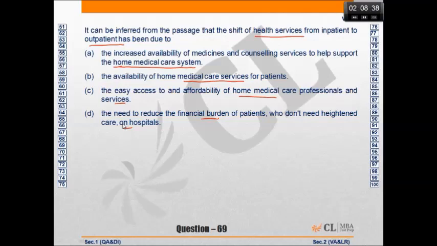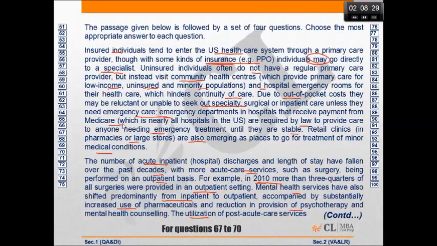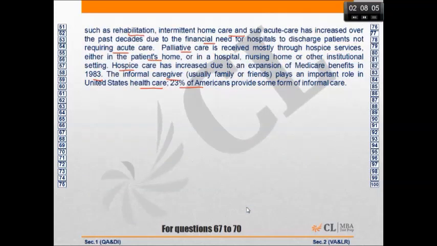I'm not sure, I will have to go back. Shift of health services from inpatient to outpatient. What is the reason? Okay. With more acute care services being performed on an outpatient basis, more than 3/4 of surgeries are provided in an outpatient setting. Okay. Mental health services have shifted due to increased use of pharmaceuticals and reduction in the utilization of post-acute care services, such as rehabilitation.